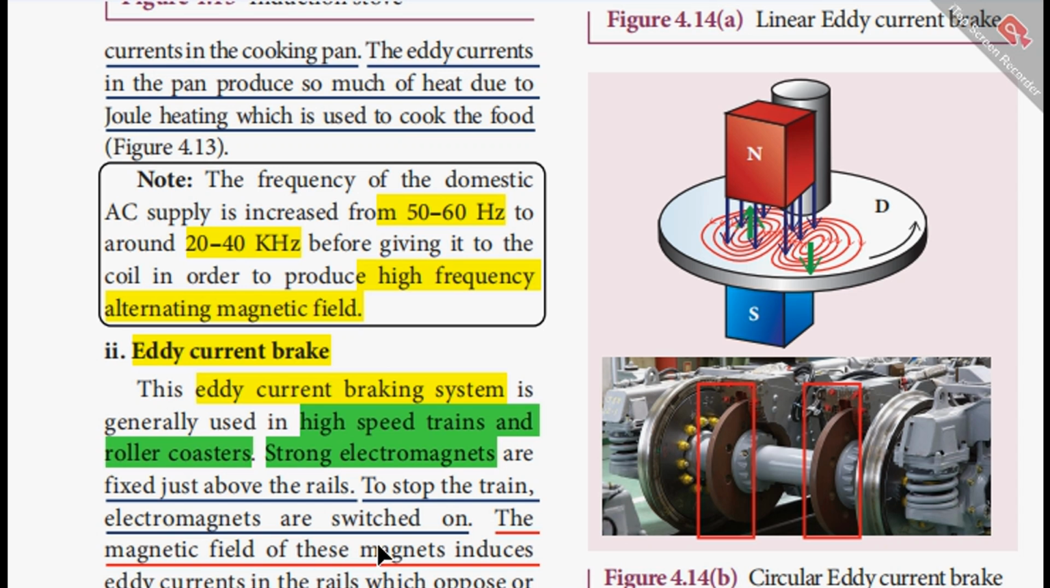Next we will study the eddy current brake. This eddy current braking system is generally used in high-speed trains and roller coasters. Here strong electromagnets are fixed just above the rails, and to stop the train, the electromagnets are switched on. The magnetic field of these magnets induces eddy currents in the rails, which oppose or resist the movement of the train.